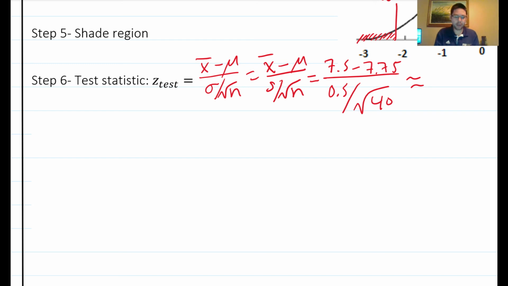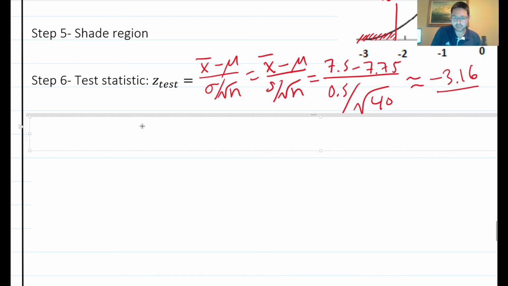Do that on the phone here real quick. Okay. So we got negative 0.25 for the numerator. So we get about negative 3.16 to 2 decimal places. So that's my z test. All right, so we got that done.